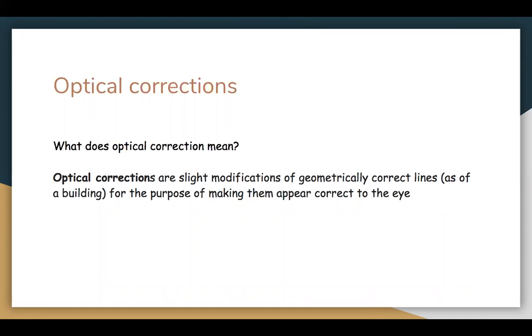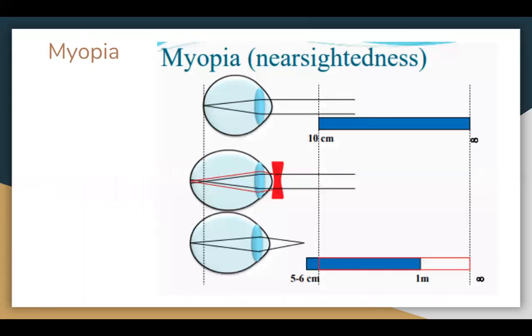Let's now talk about the optical corrections. What does it mean? Optical corrections are slight modifications of geometrically correct lines for the purpose of making them appear correct to the eye. Let's first tell what nearsighted means and what farsighted means. We have two different abnormalities mainly. Of course, we have more, but I've chosen to talk about myopia and hyperopia.